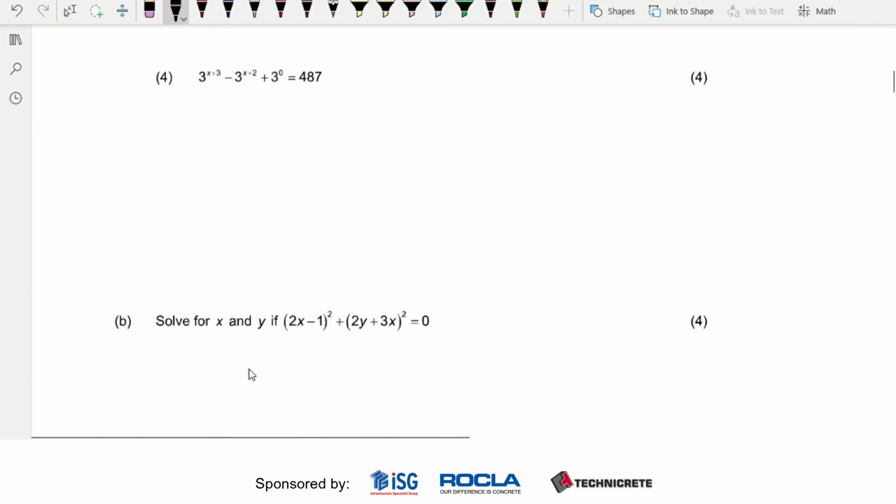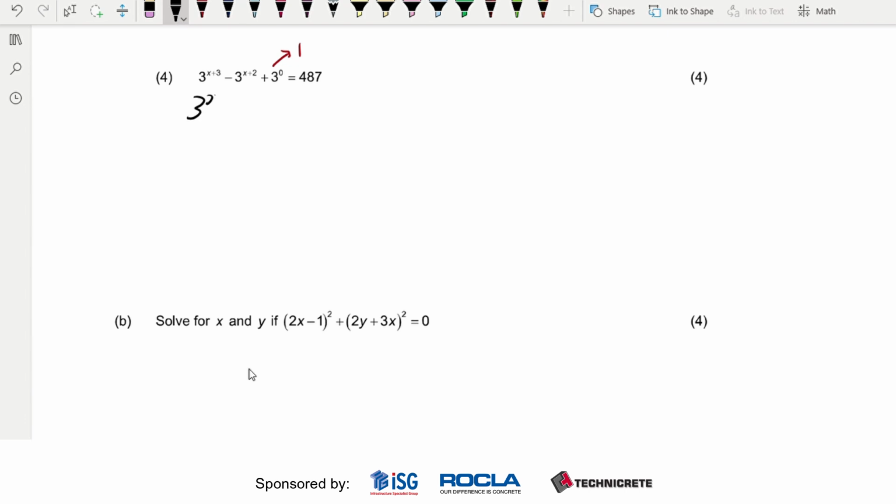And then let's go over to question 4. So here we have 3 to the power of x plus 3 minus 3 to the power of x plus 2 plus 3 to the power of 0 is equal to 487. So we can start off by using our laws of exponents. We know that anything to the power of 0 is equal to 1. So we can just subtract this 1 on both sides. So we can be left with our exponents only on the left-hand side.